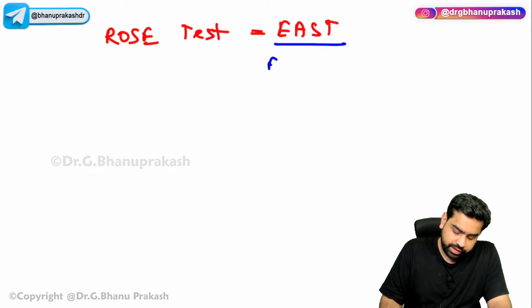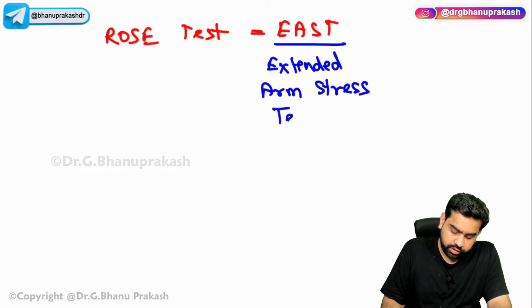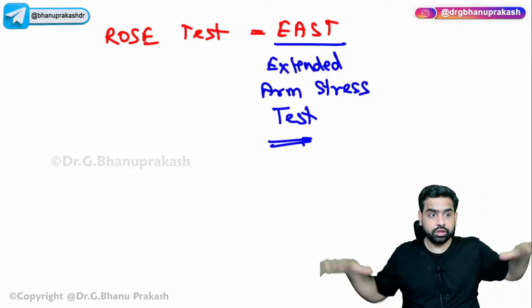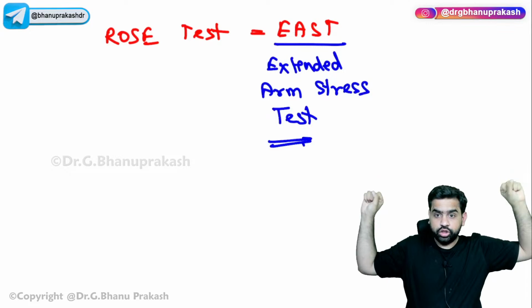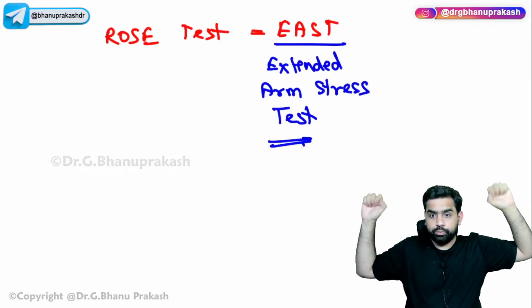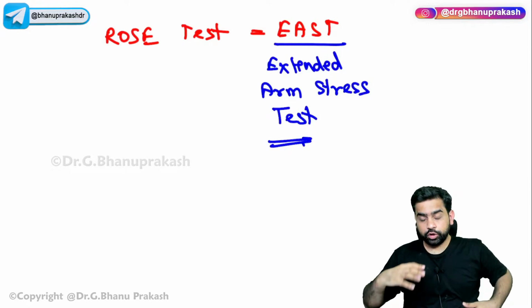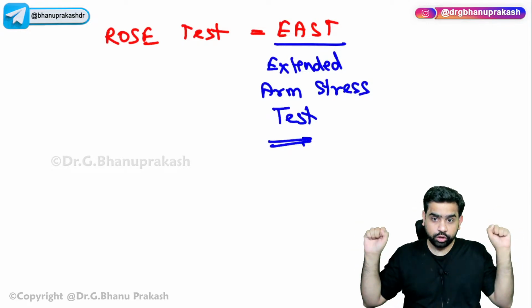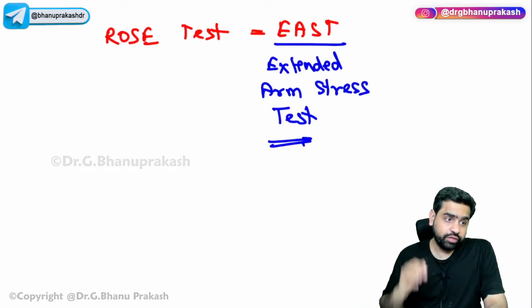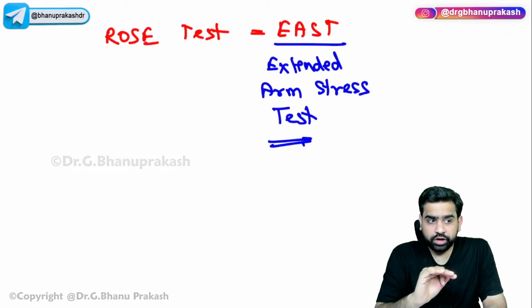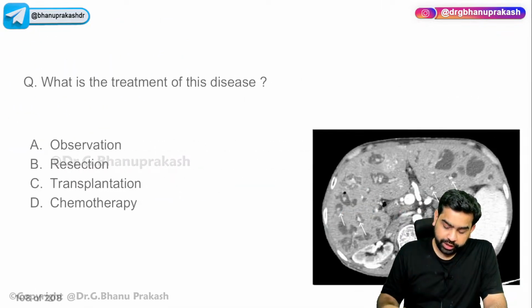East is extended arm stress test. What is this? This is an extended arm stress test. You ask the patients to go into this particular position, and then you ask the patients to close and open the fist like this. If the patient has a thoracic outlet obstruction, within 3 minutes the patient is going to have fatigue. So if the patient develops fatigue within 3 minutes, then this is diagnostic of thoracic outlet syndrome. I hope you have understood this point, right? Got it? Now let's move on to the next question.